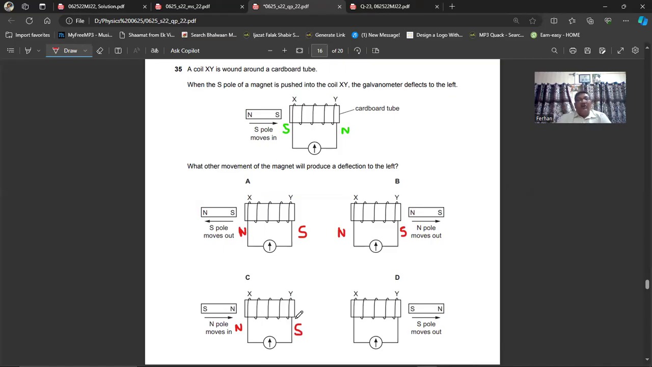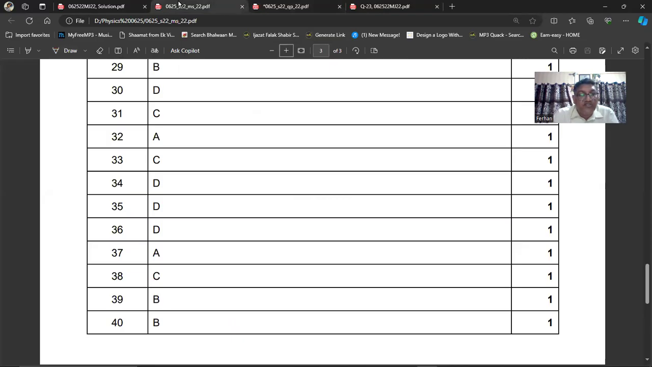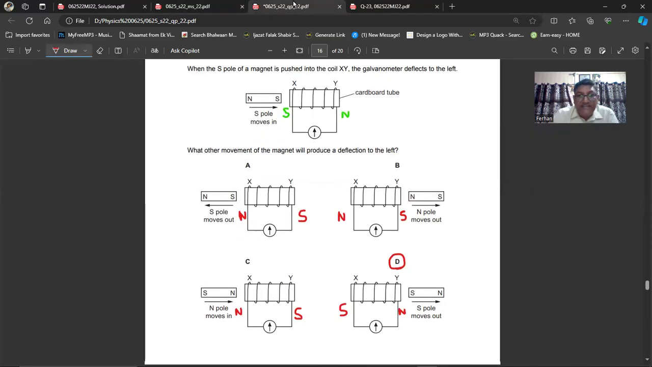Here you have a south pole from the right and going away. To stop it, automatically a north pole will be induced here and a south pole will be induced here. So from here, I can tell you the direction of the current induced in D will be the same. So D is the choice. Here the galvanometer will again show the deflection to the left. Question number 35, very tricky question. D is the right answer.